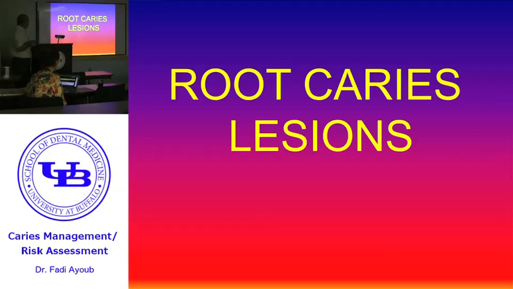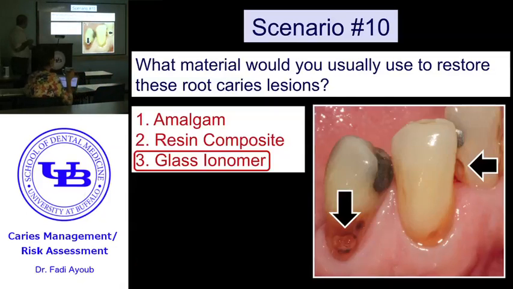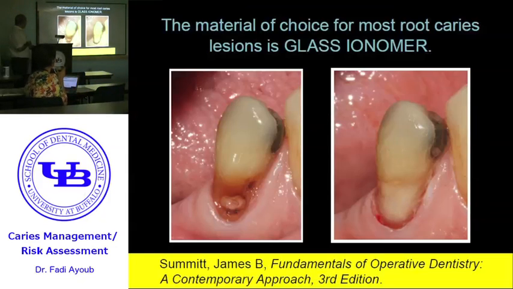Okay, second, root caries lesion. Scenario number 10. You can see it obviously. You can see it also here. The question is, what kind of restorative material would you use here, and why? What is the most proper for this one? GIC. Okay, so it's a glass ionomer.